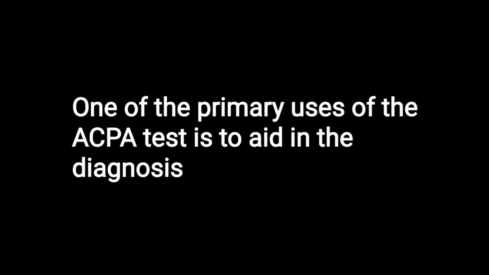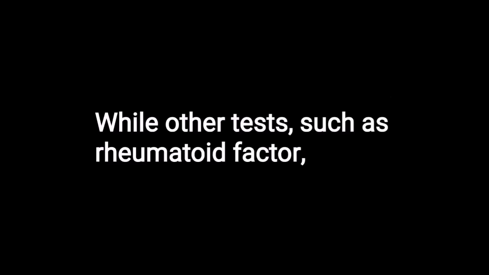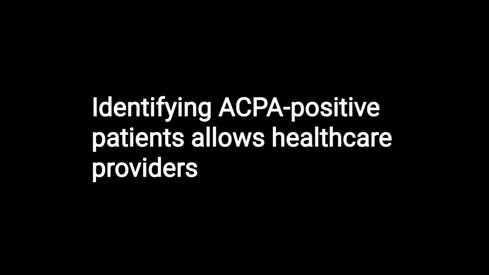Diagnosing rheumatoid arthritis. One of the primary uses of the ACPA test is to aid in the diagnosis of rheumatoid arthritis. While other tests, such as rheumatoid factor, RF, can be elevated in various conditions, ACPA is more specific to RA. Elevated levels of ACPA can often be detected years before the onset of clinical symptoms, making it a valuable tool for early diagnosis. Identifying ACPA-positive patients allows healthcare providers to initiate treatment earlier, potentially slowing disease progression and minimizing joint damage.